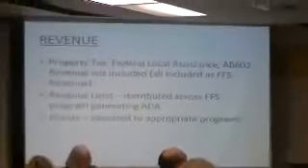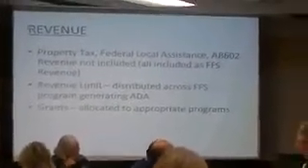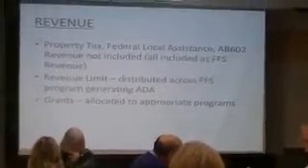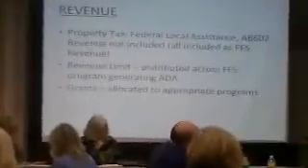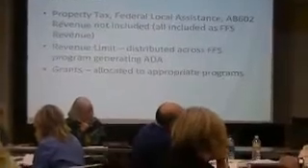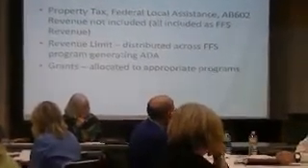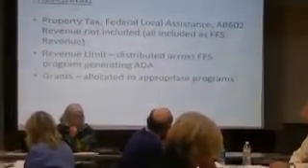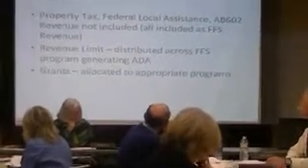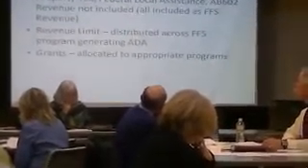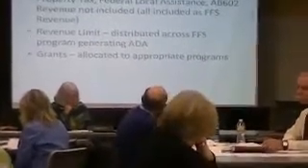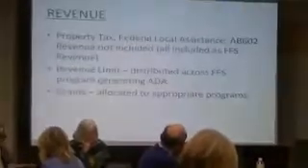Revenue. Property tax, federal local assistance, and AB 602 are not included in this as revenue because what we're trying to determine is what fee-for-service is needed in that program. If you remember the distribution spreadsheet of your AB 602, the fee-for-service is actually made up of all three of these funding sources. So it's not included in this model. But revenue limit is, and it's distributed across programs that generate ADA, and then grant funding is also included for those programs that are supported or generated by grants.